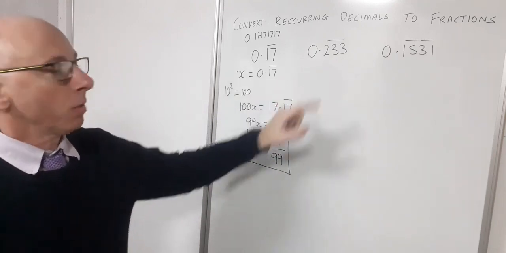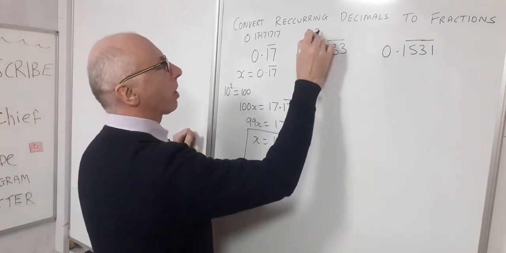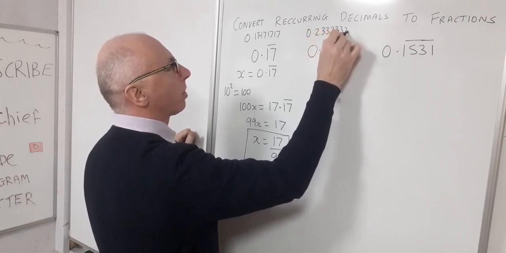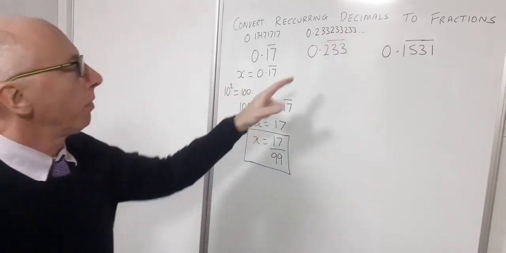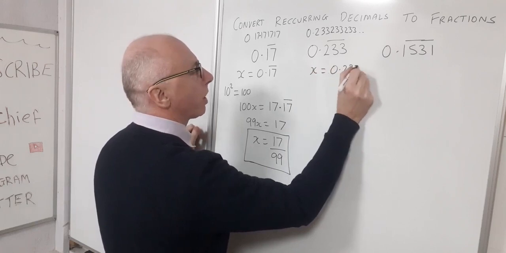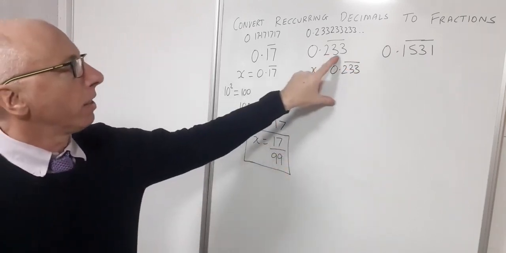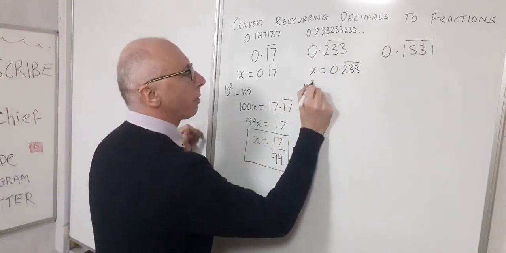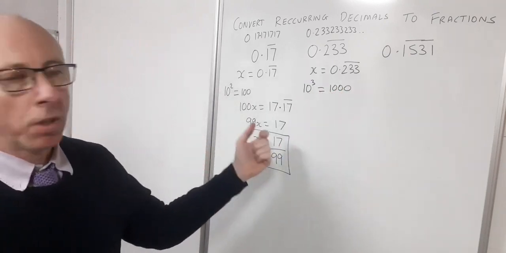Okay, now what about this one? 0.233 recurring. Again, this one is just like writing 0.233, 233, 233, on and on. As we did before, let's set x equal to 0.233 recurring. Now we've got 3 digits after the decimal point, so we're looking for 10 to the power of 3, which is 1,000. So now what we want is 1,000x.